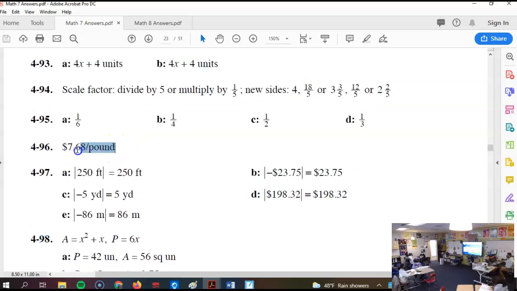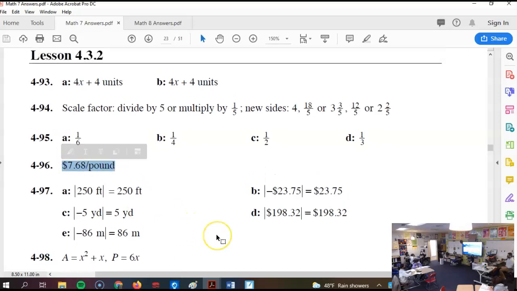Hey, look, a unit rate, 768 per pound. Oh, you can't see it. Well, thanks for telling me. I normally don't do this, but I was still messing around with my computer.